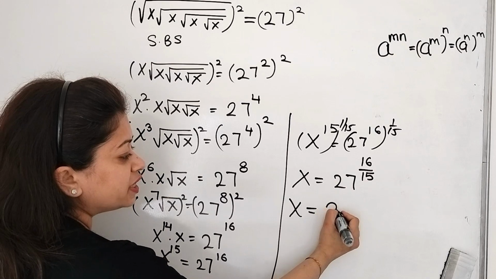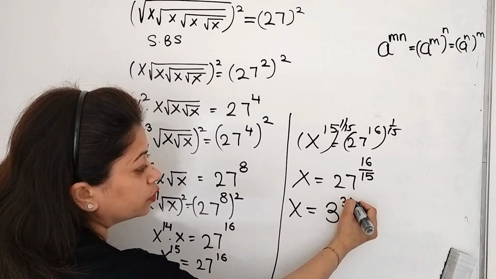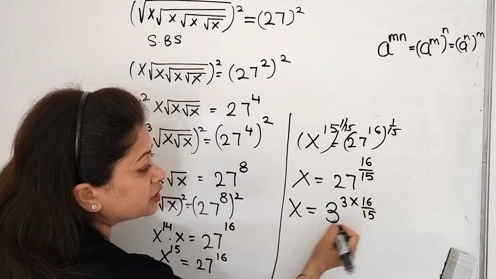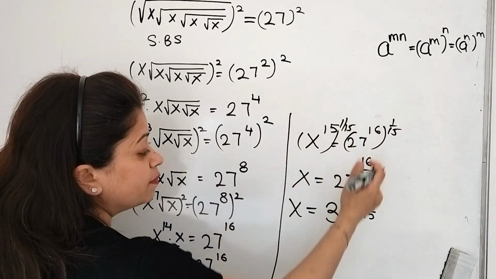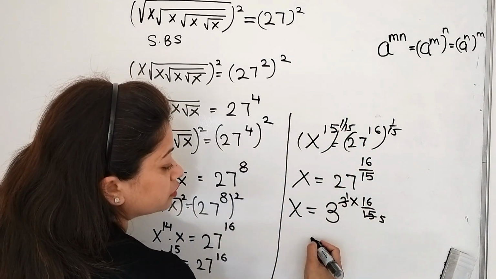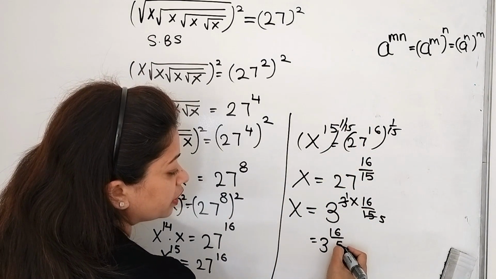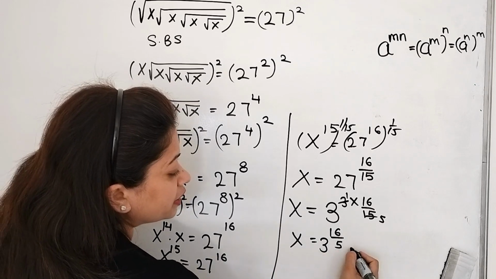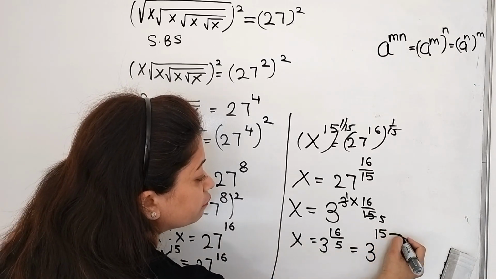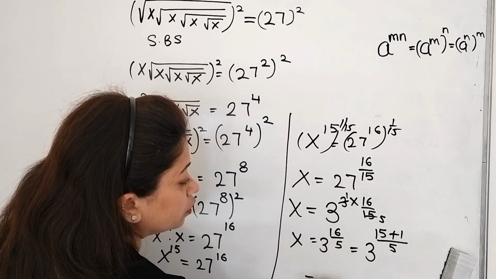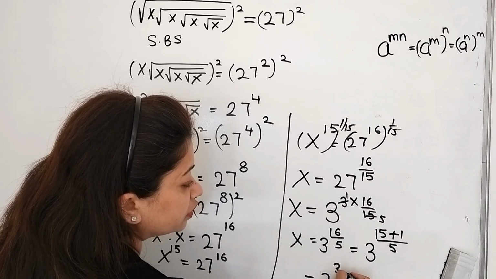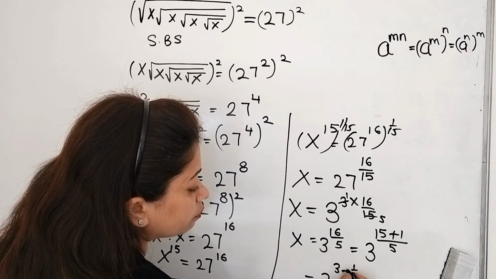And what is 27? 27 is actually 3 cube. And this is 16 by 15 because we multiply powers. So this is 3 raised to power 16 by 5. And then it can be written as 3 raised to power 15 plus 1 by 5, which is equal to 3 raised to power 3 plus 1 by 5, right?